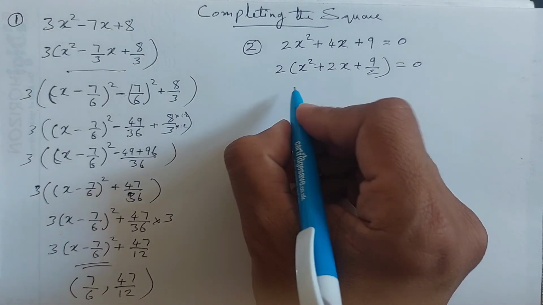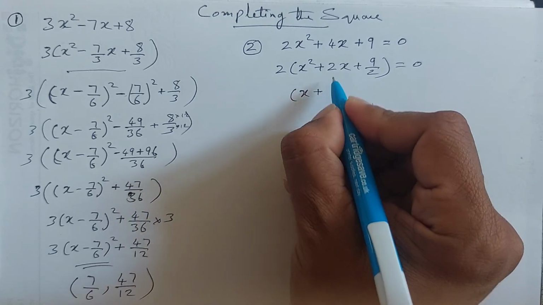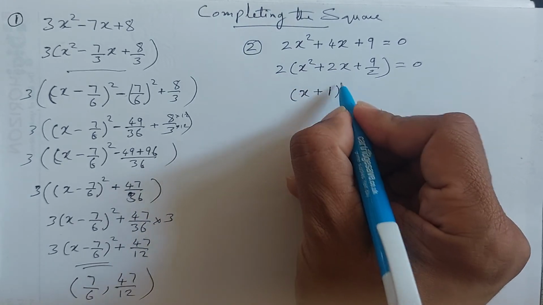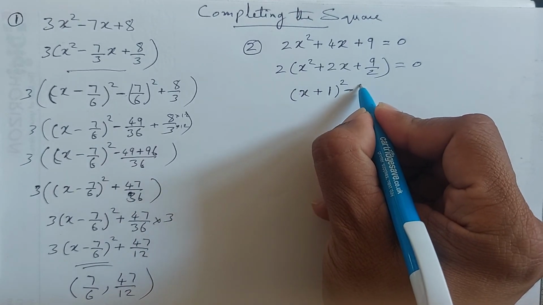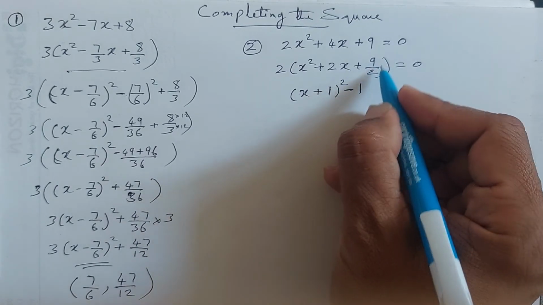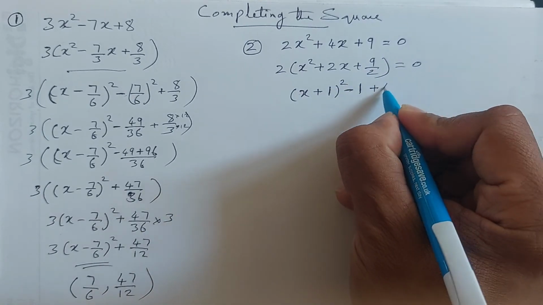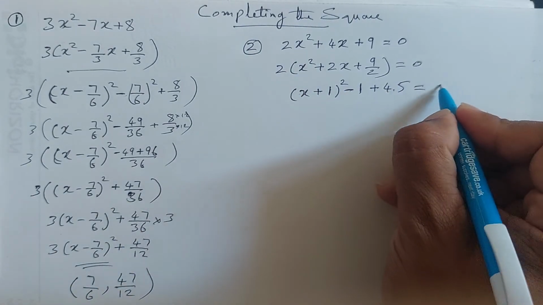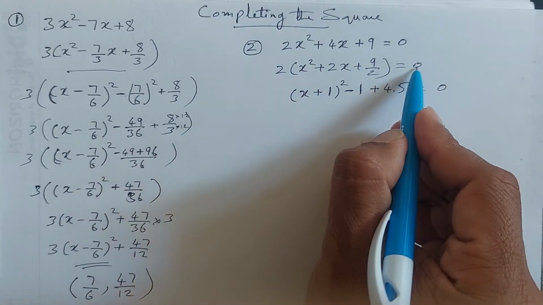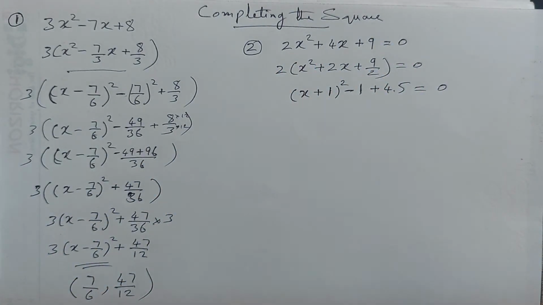So again, now start x. If it's a plus, you write plus. Half of 2 is 1 whole square. Always minus 1 square is 1 plus 9/2 or 4.5. I'll write 4.5 equal 0. If there is an equal 0, this 2 is gone. We'll just leave it, ignore it completely out for that.